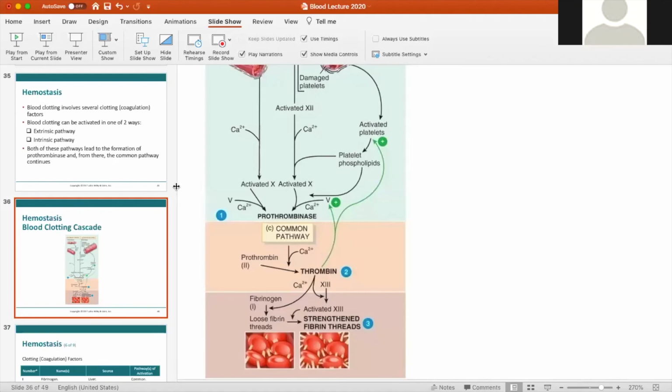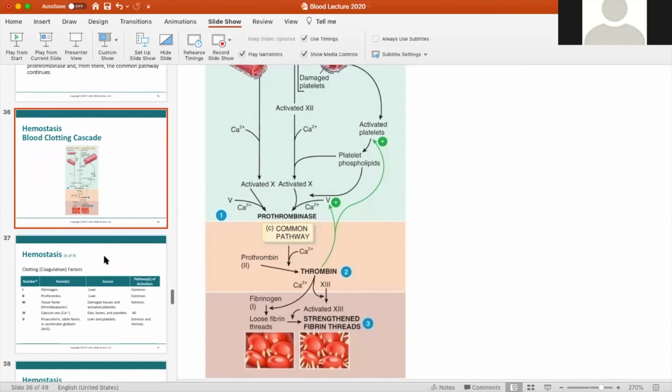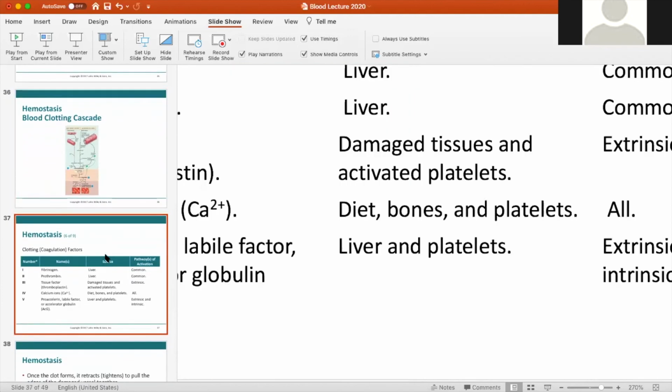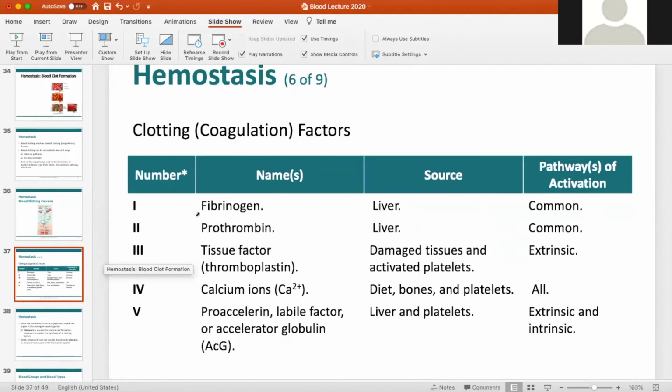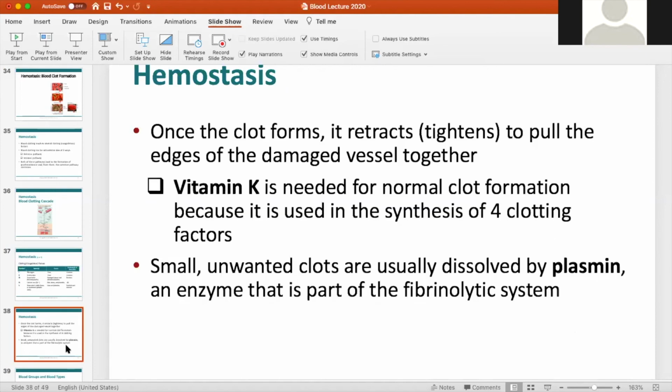Okay, so we see that process there. So these are some of the other factors that we see. We have fibrinogen and we have the prothrombin, and the pathways that they're in are common. But the next thing that we want to consider is what happens when we need to break that clot down.